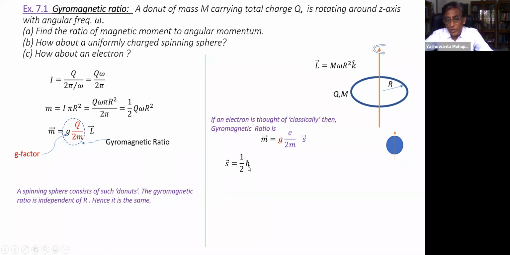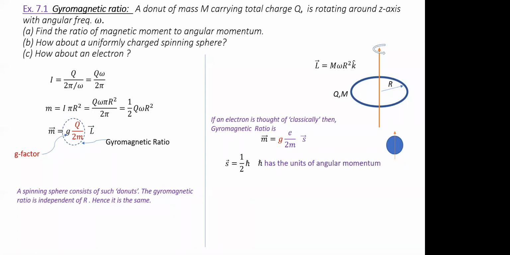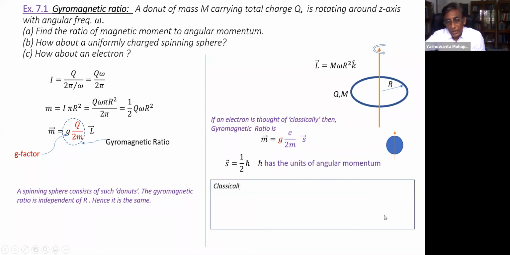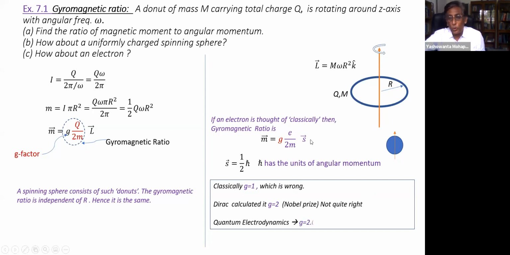And what is the unit of h cross? This is angular momentum. So you can think of it as an angular momentum. In fact, h cross has the units of angular momentum. So classically, you can now put this m square. In fact, it's called a Bohr magneton.